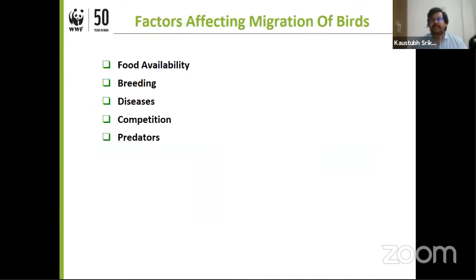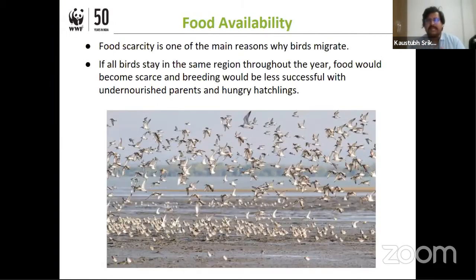Now, the factors that influence a bird's migration are completely dependent on things like food availability, breeding, diseases, competition, and predators. Going into a bit of detail on each one of these, food scarcity is one of the main reasons, as we always mention during migration, because a bird needs to keep feeding in order to survive its day-to-day life.